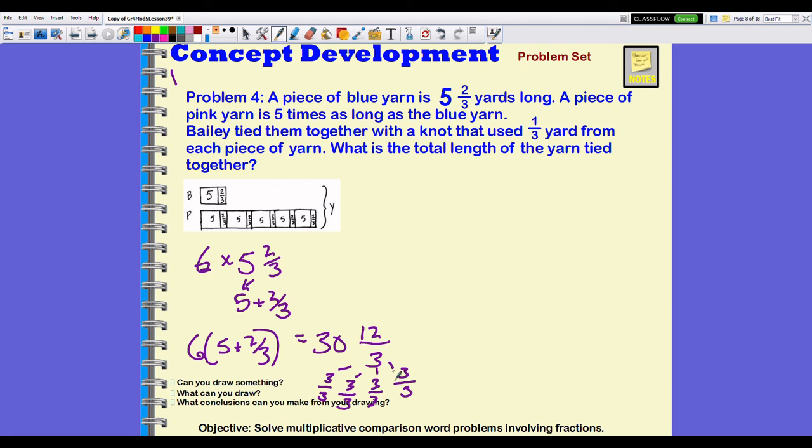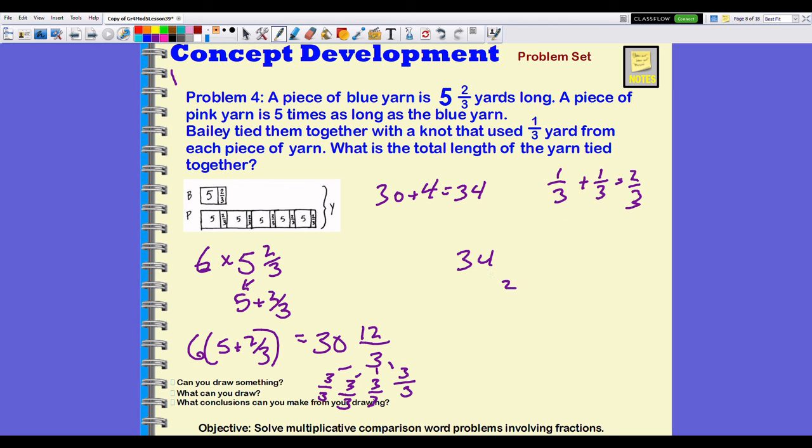So we can now add this up. So we have 30 plus, because we got 1 whole, 2 wholes, 3 wholes, 4 wholes, plus 4, and that's going to give us 34. But we're not done. Aha! So we have to take away the 2/3, because remember, she used 1/3 from the blue and 1/3 from the pink. And so if we add that up, we're left with 2/3. We now have to account for that.